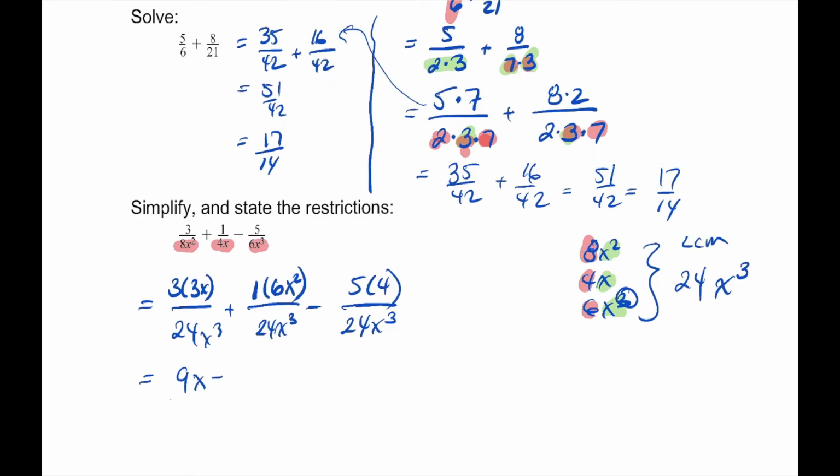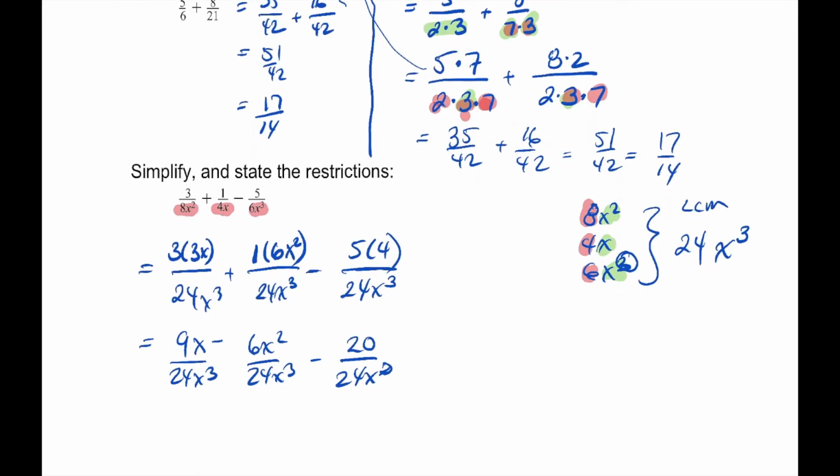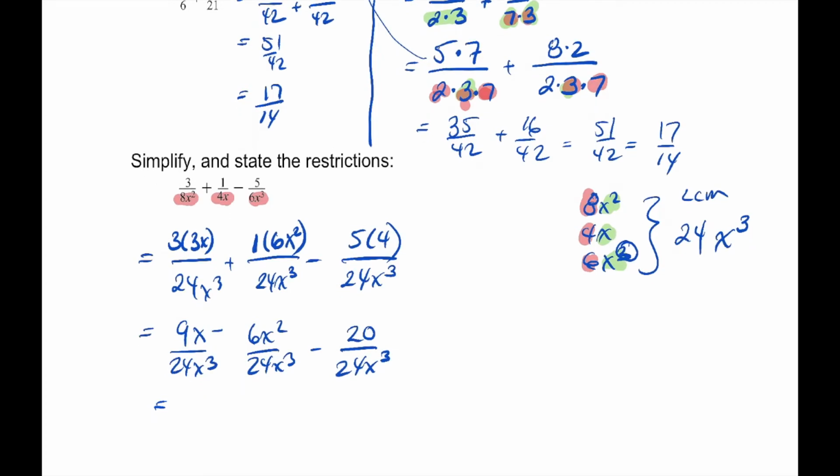over 24x cubed minus 6x squared over 24x cubed minus 20 over 24x cubed. And here we don't want to leave that as our final answer, because the reason why we chose the common denominator is so that eventually we have a polynomial up top. So we get 9x minus 6x squared minus 20, all over 24x cubed. In reality, I could really just skip this step, so to speak, and just write everything over 24x cubed, because I know that's going to be the common denominator for that.